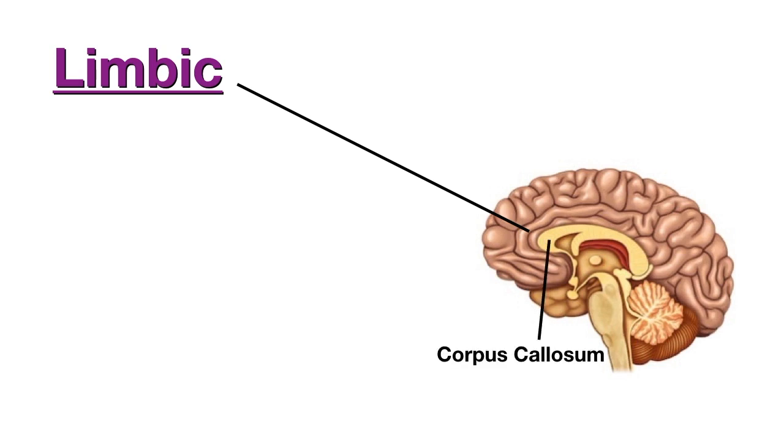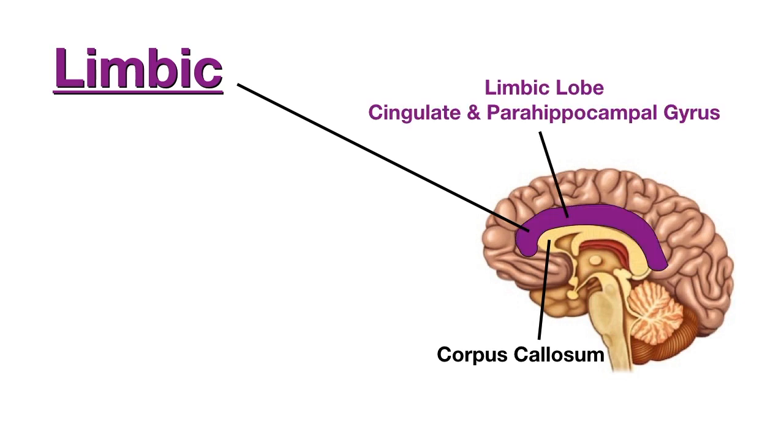So first on the image, I want to point out the corpus callosum. We talked about that at the beginning of the video. The corpus callosum is what connects the right and left hemispheres of the cerebrum. And then surrounding the corpus callosum, deep inside the cerebrum, because we're looking at a sagittal side view of the inside of the brain, we've got the limbic lobe.